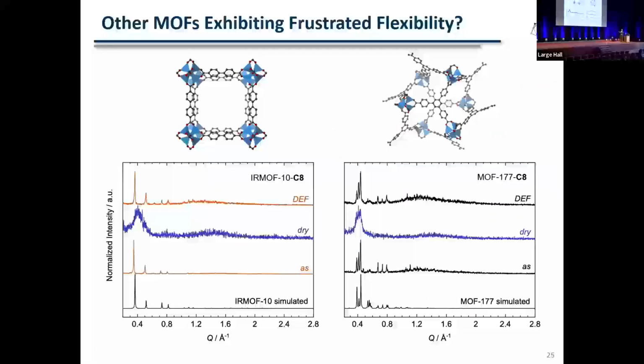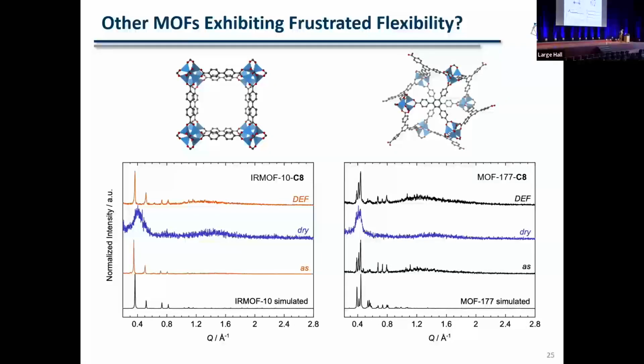All right, final question. Is this limited to MOF-5? No, it's not. You can also do this with other Zn4O-based MOFs. So this is IRMOF-10. We put a long side chain on there, and you see the same behavior. And it also works with MOF-177. You need longer side chains here, of course, because you have much larger cavities.